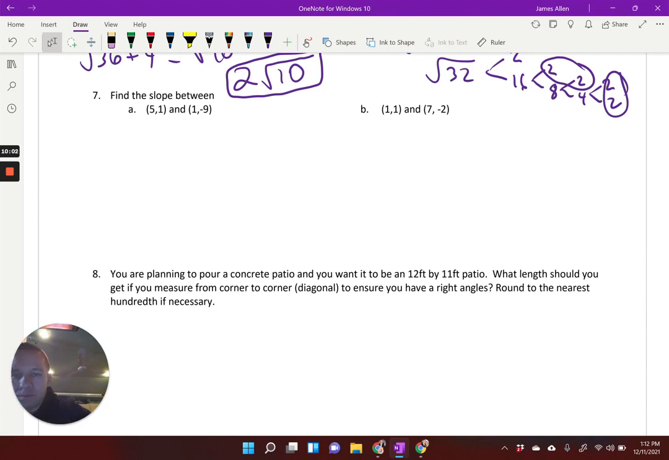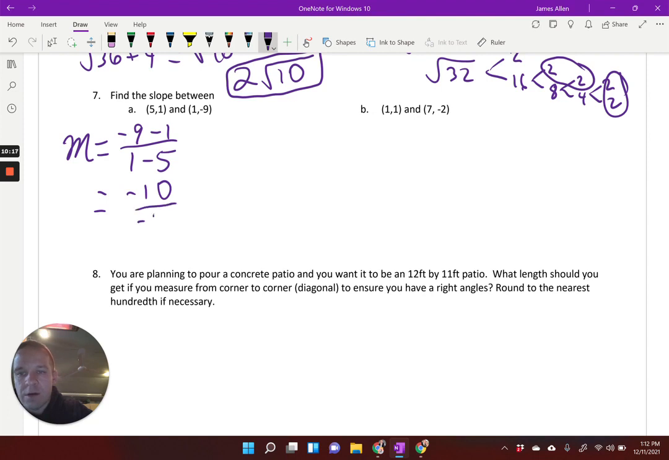Okay, slope. Change in y over change in x. So my slope is y2 minus y1 over x2 minus x1. Make sure you stay in the same order. Whichever ordered pair you start with in the numerator, start with in the denominator. Negative 10 over negative 4. This is positive 5 over 2. Does not look like a 2 anymore. There it is. All right, next one.